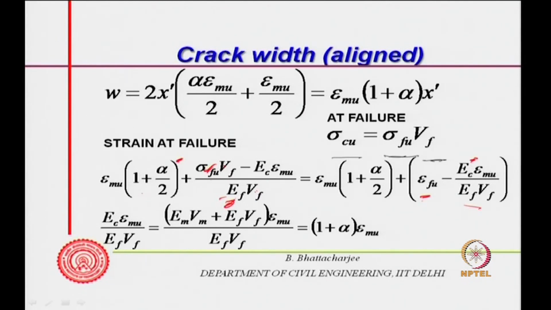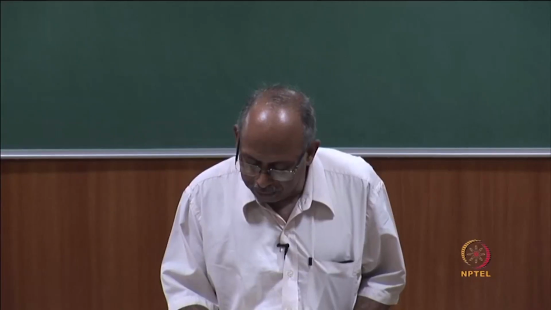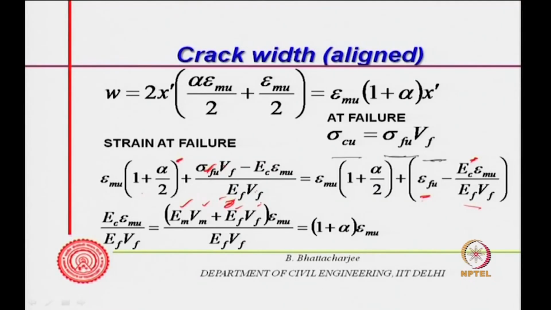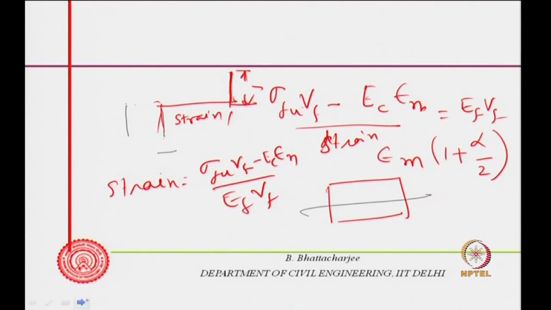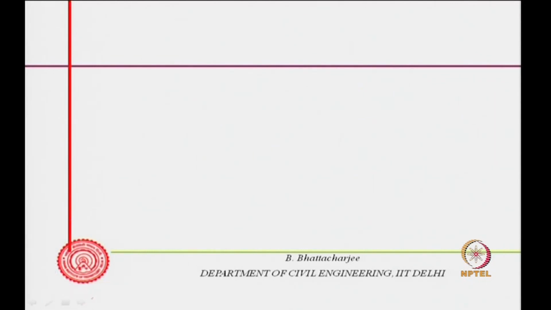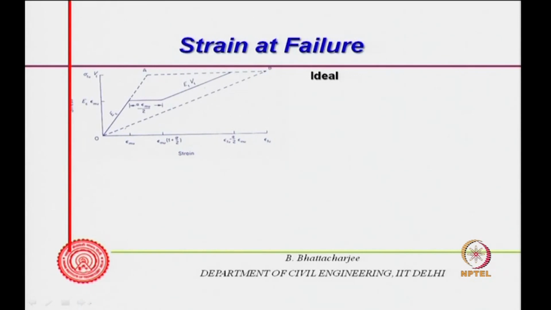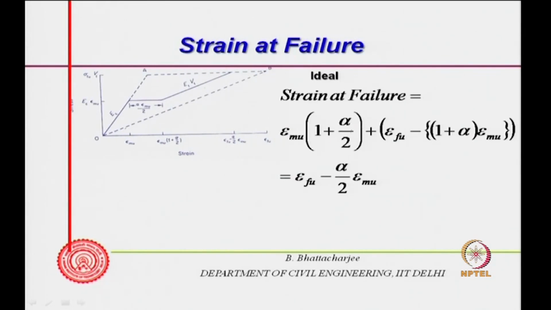Now, Ec can be expressed as Em Vm plus Ef Vf, that is what we have seen, and if I divide this by Ef Vf, this will cancel out, and Em Vm divided by Ef Vf I am calling alpha, and this is simply 1. So, it is 1 plus alpha into epsilon mu. So, if I see the failure strain, then the strain at failure will be written as epsilon mu 1 plus alpha by 2, which is at the time of matrix cracking.